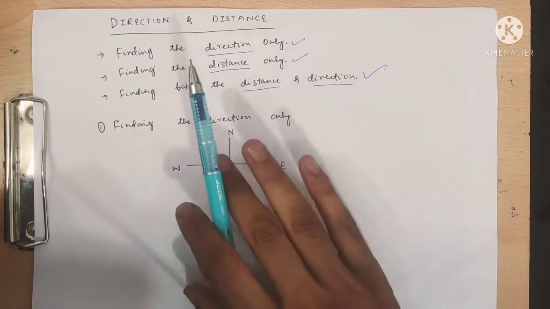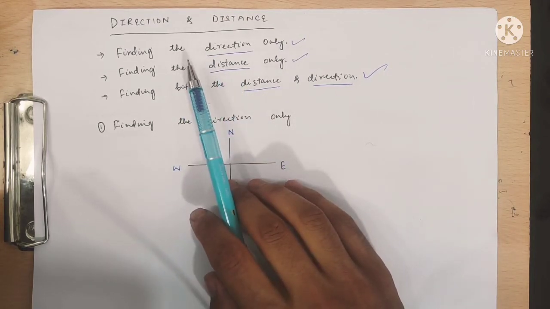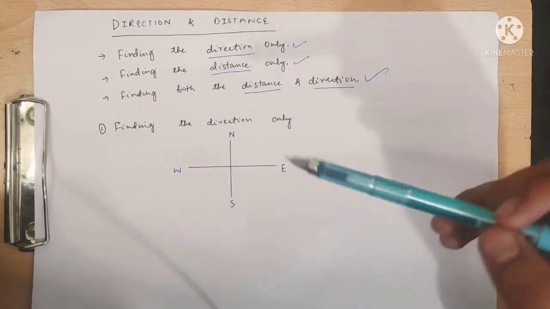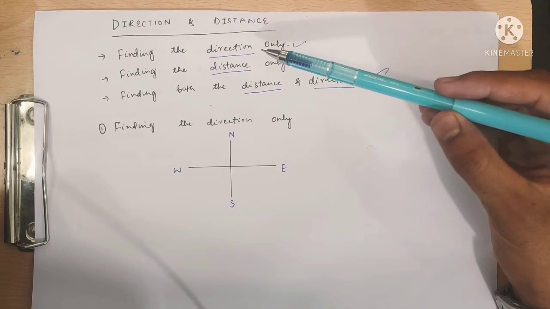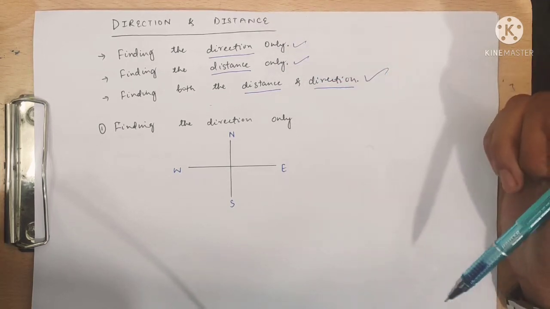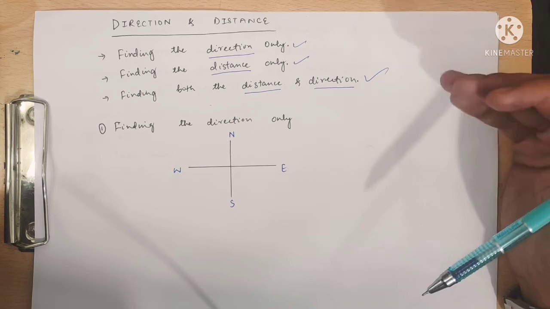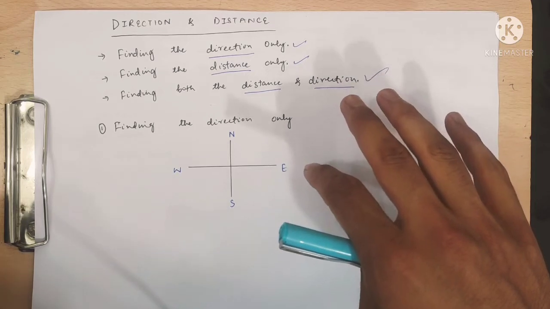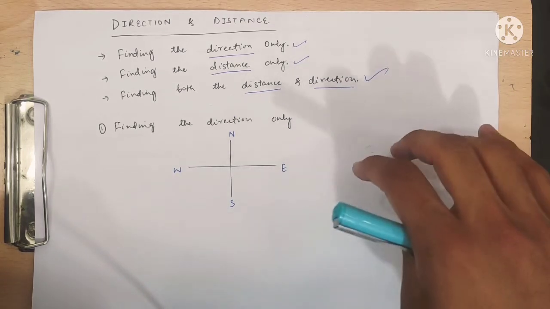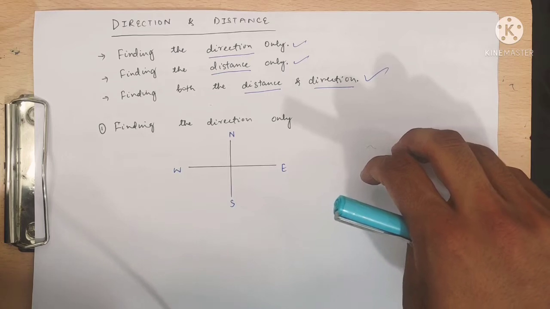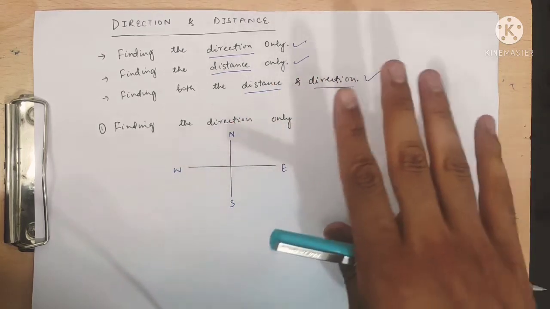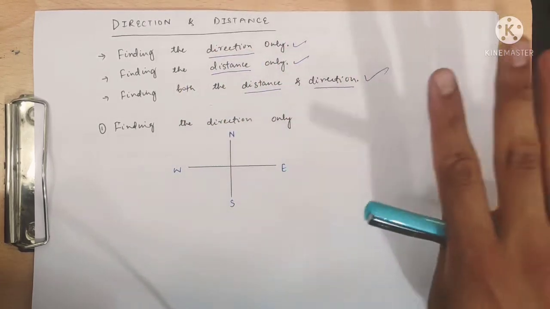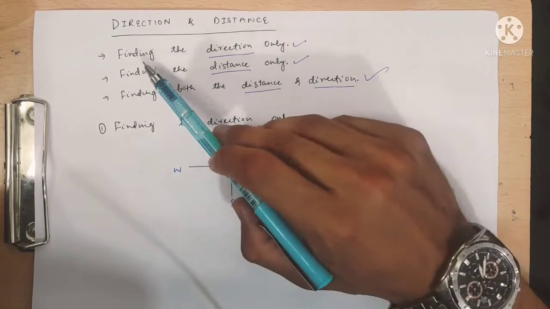Coming back to the point, in direction and distance we will mainly be discussing 3 types of questions. First is finding the direction only. In these questions you will only be asked to find the directions. Suppose there's an example: Mohan is moving from point A to point B, then he turns left, then he turns right, and if he had started from east and moved towards west, in which direction is he facing now? So they didn't ask you about distance. They asked you about the direction Mohan is facing at the end. So these are called finding the directions only.